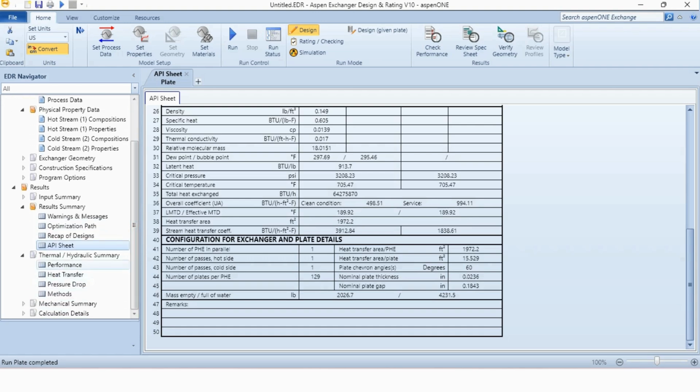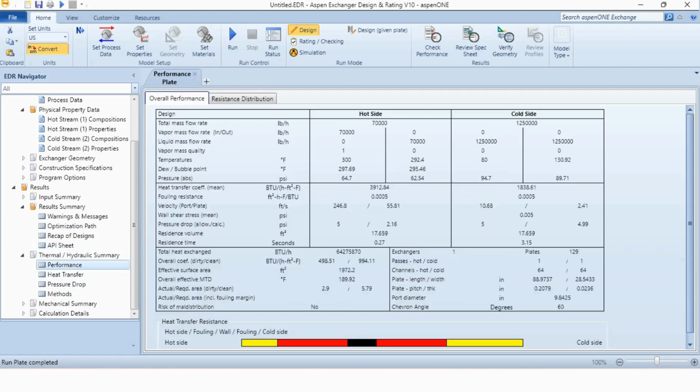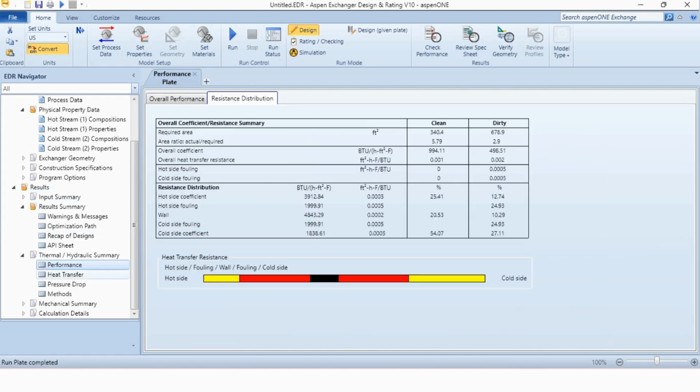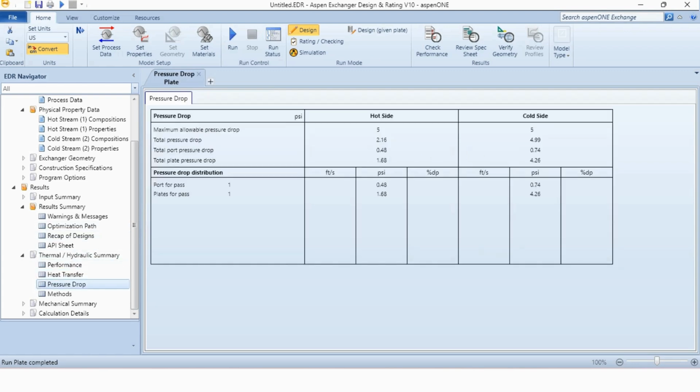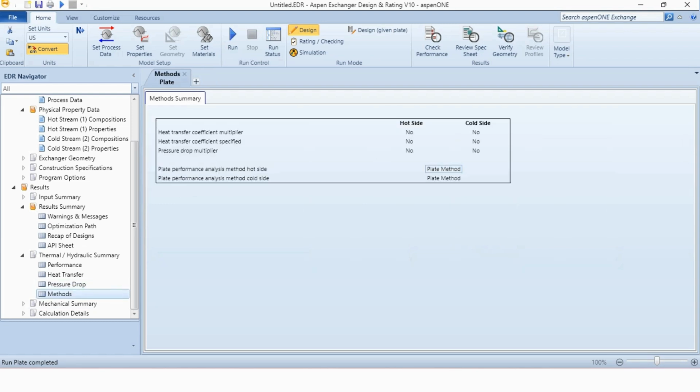Going to the thermal summary, in performance, you see the information about the area, surface area, MTD, plate length, width, core diameter, chevron angle, pressure drop, residence volume, residence time, heat transfer coefficient, fouling resistance. Each information is given to us. In heat transfer, the Reynolds number and the Prandtl number value is given to us. In pressure drop, we are given the information about the allowable pressure drop, the total pressure drop, the port pressure drop, and in methods, obviously the plate method is selected over here.